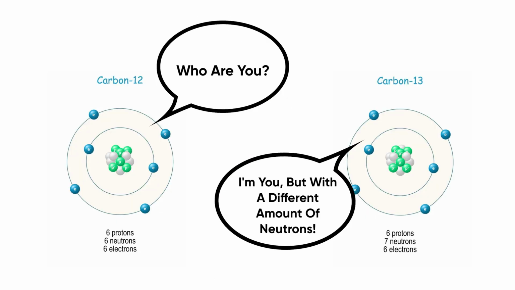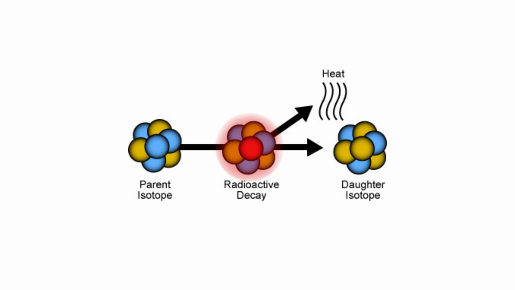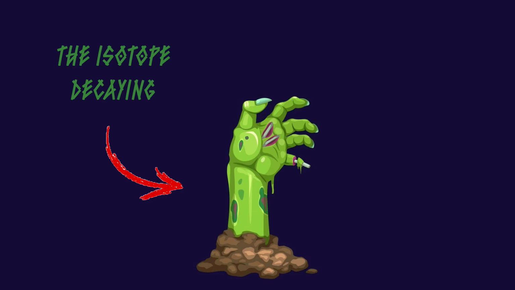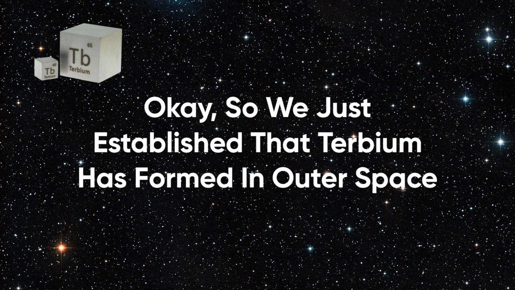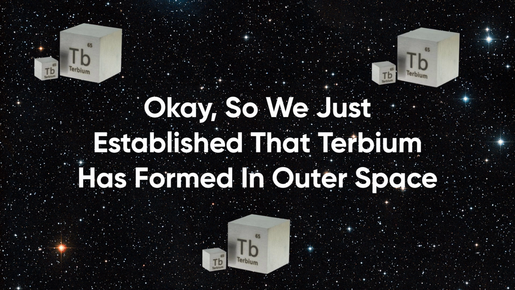gadolinium-159. An isotope is just a fancy name for elements that have the same number of protons but a different number of neutrons. An unstable one decays, which means it turns into a different element, and keeps decaying until it turns into a stable element. For example, gadolinium-159 decays and eventually becomes terbium-159. Okay, so we just established that terbium has formed in outer space.